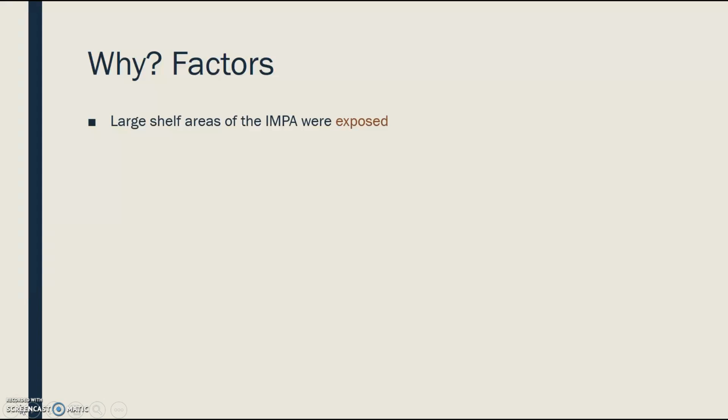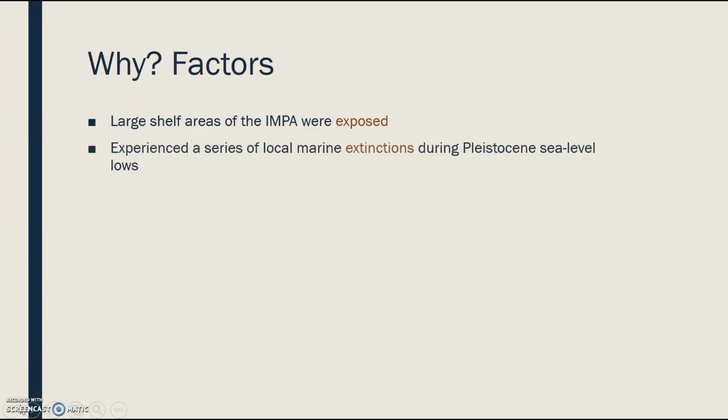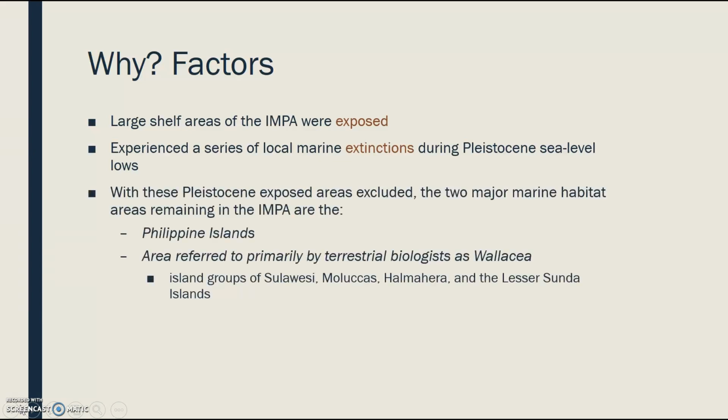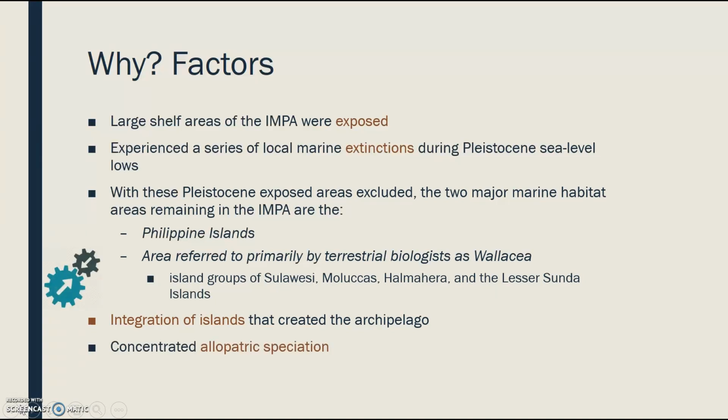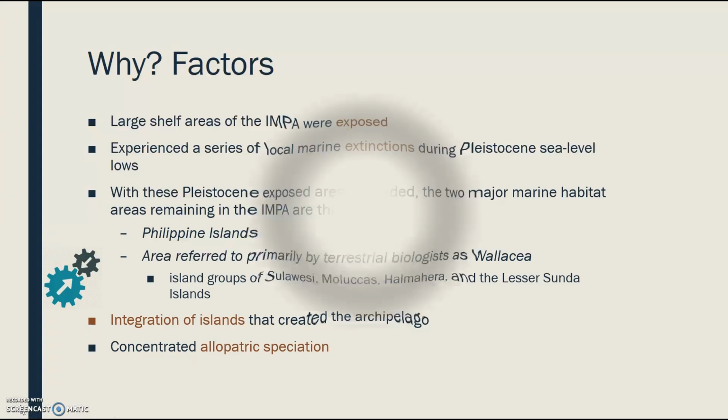Other factors are that the large shelf areas of IMPA were exposed, and they experienced local marine extinctions during the low sea levels. Also, the Pleistocene exposed area focused on two major marine habitats, which are the Philippine Islands and also the area at Malaysia. The distribution earlier also occurred due to integration of islands and also concentrated allopatric speciation.